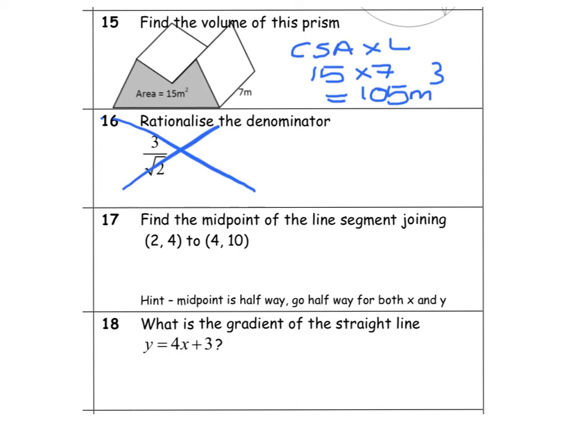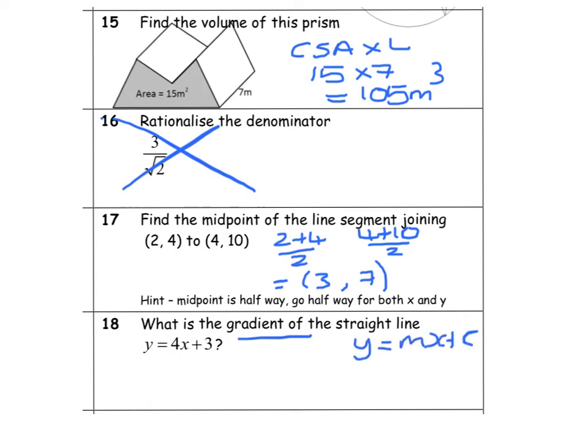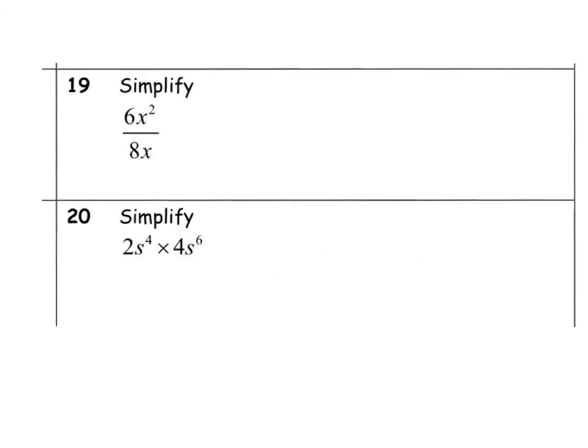Midpoint of a line segment is the average of the x's, so that's 2 plus 4 divided by 2, which gives us 3, and the average of the y's, 4 plus 10 divided by 2, which is 14 over 2, which is 7. Gradient to the straight line, y equals mx plus c. Gradient is the value in front of the x, so in this case the gradient is 4.